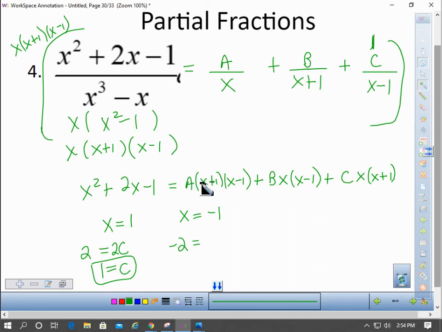Putting negative 1 in here makes a go away. And of course, putting negative 1 in over here makes the c go away. So the only one we have left is the b term. So putting a negative 1 in here is going to make it negative 1 times negative 2. So that's just going to be 2.